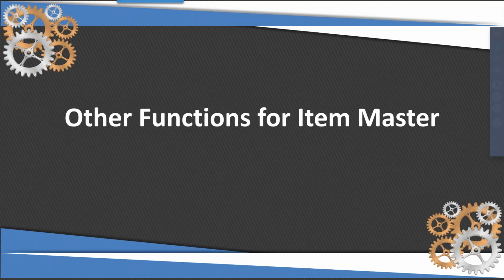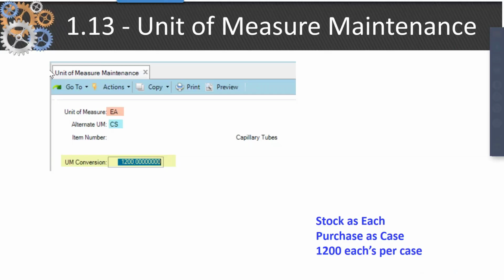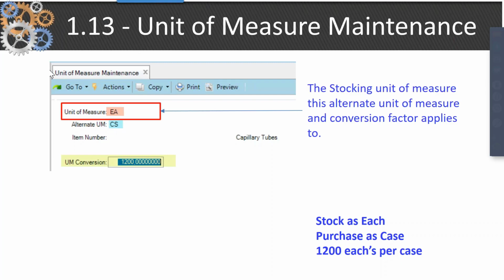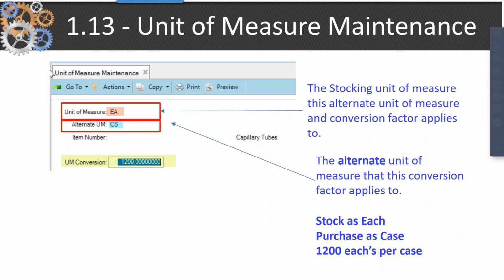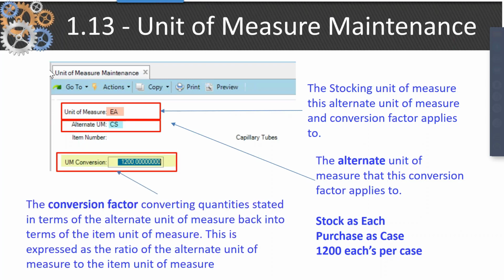So, other functions in QAD that affect MRP, we talked about the unit of measure. In 1.13, you can set alternate units of measure. This is basically the stocking unit of measure. And remember, QAD MRP always plans in stocking units of measure. However, you can order in purchasing against a purchase unit of measure. And then you define the relationship between the stocking unit of measure and the alternate unit of measure.